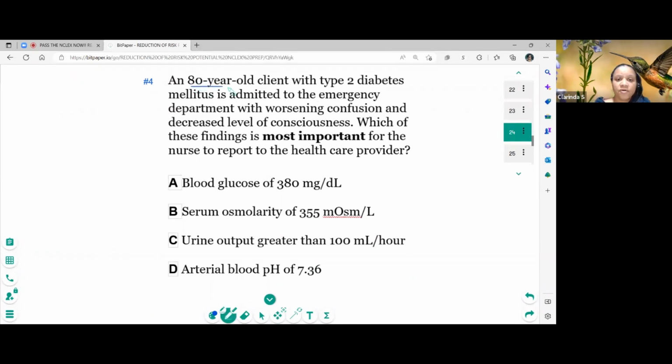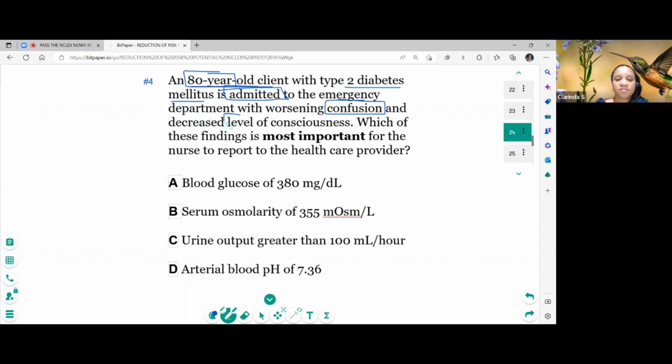I have an 80-year-old geriatric patient, type 2 diabetes, admitted to the emergency department, worsening confusion. All right, so they're just coming in. Type 2 diabetics, they're confused. Remember, our geriatric patients, they're always confused. Anything's happening, they get confused.